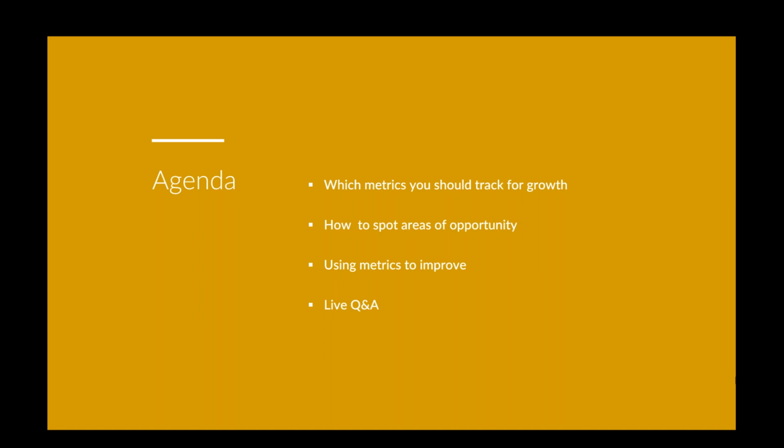Today we're going to be talking about some of those back-end Amazon performance metrics, which metrics you should be tracking for growth in your business, how to spot areas of opportunity, and then using those metrics to improve, talking through which levers to pull if you're seeing certain things, and basically how to use those back-end reports to really drive growth in your business. So without further ado, I will allow Jeremy and Kenley to take it away.